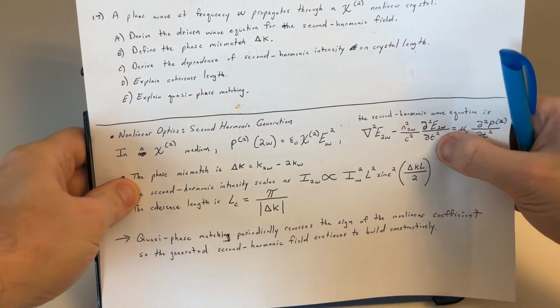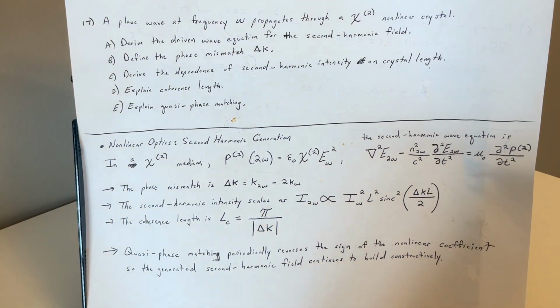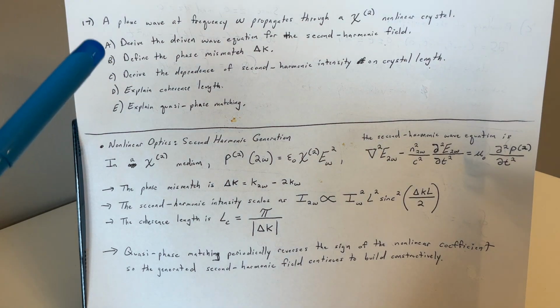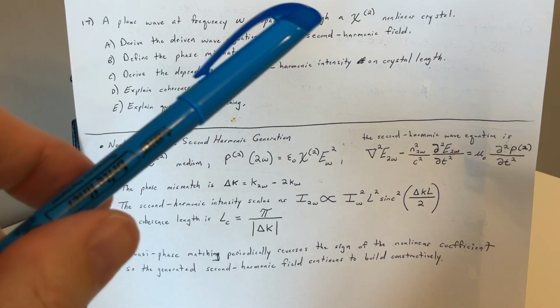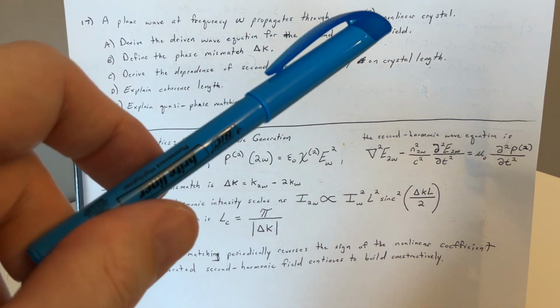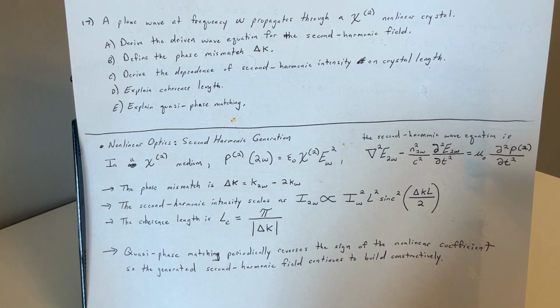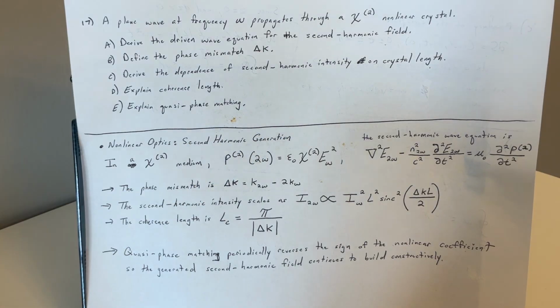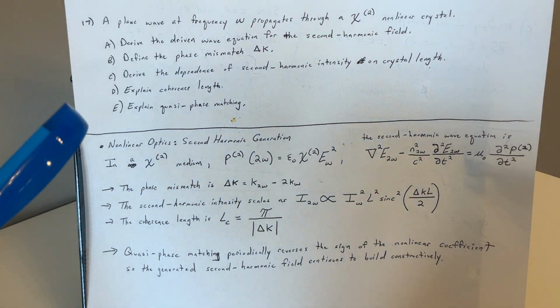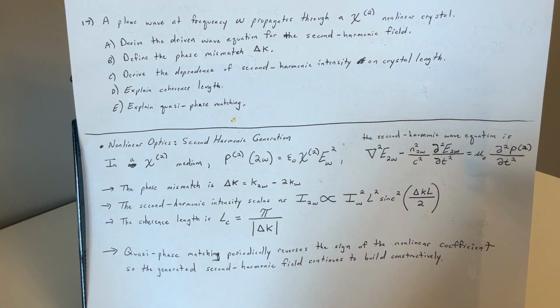17, pardon me if I mispronounce anything, just going fast. 17, a plane wave at frequency omega propagates through a chi-2 nonlinear crystal. Derive the driven wave equation for the second harmonic field. Define the phase mismatch delta k. Derive the dependence of second harmonic intensity on crystal length. Explain the coherence length. Explain quasi-phase matching.